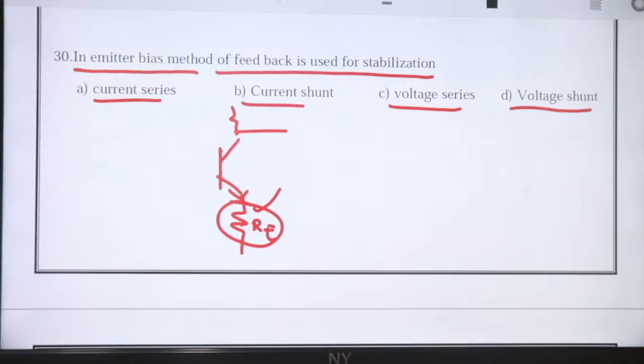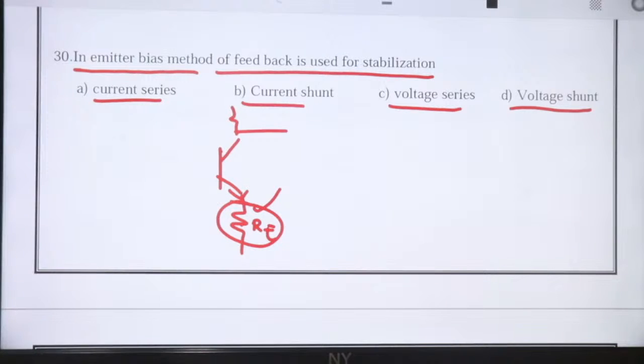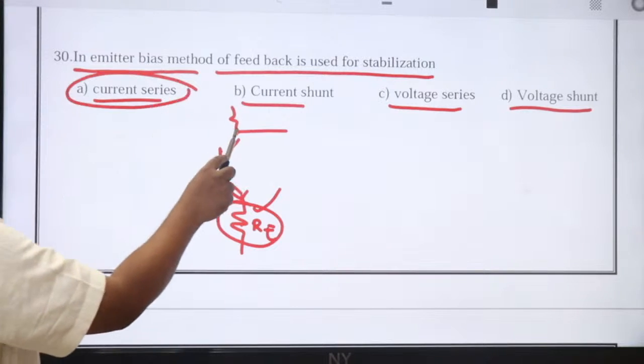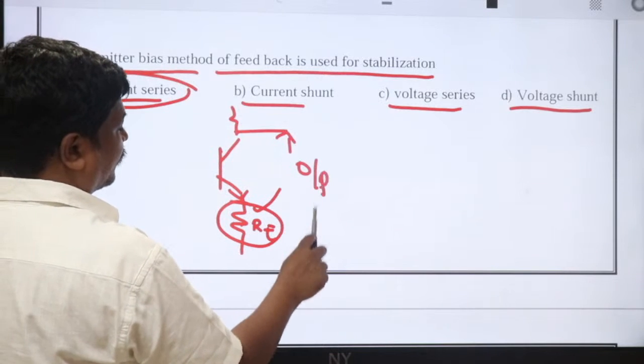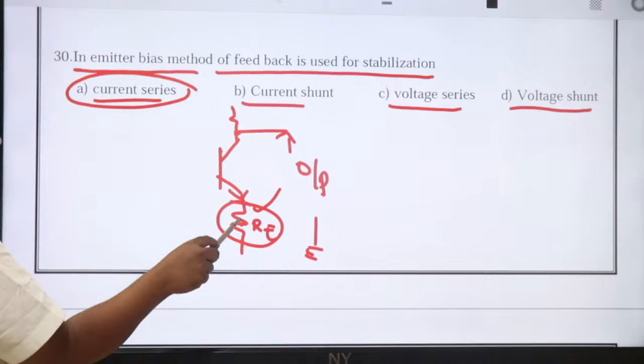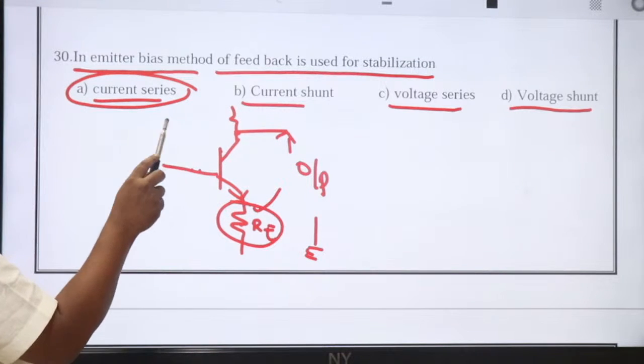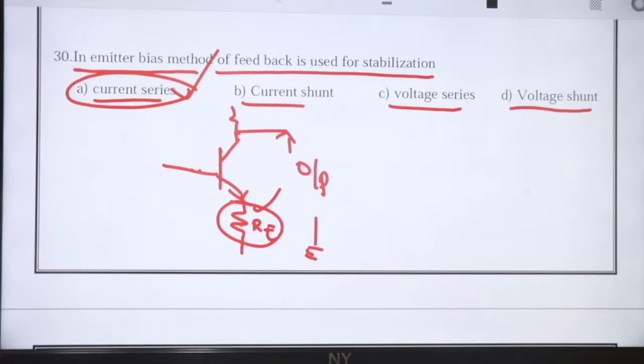Emitter bias method uses a feedback for stabilization. This is a current series feedback. Because you are taking the output here, the signal does not touch the output node, hence it is a current feedback. This feedback is not given to the input signal, hence it is a series feedback, current series feedback. It is not an emitter follower circuit.